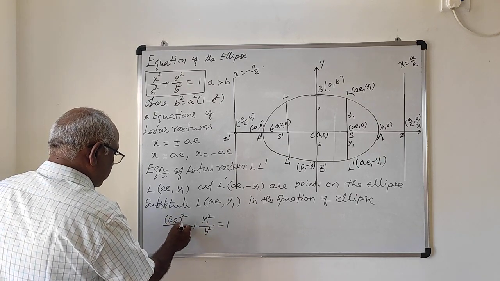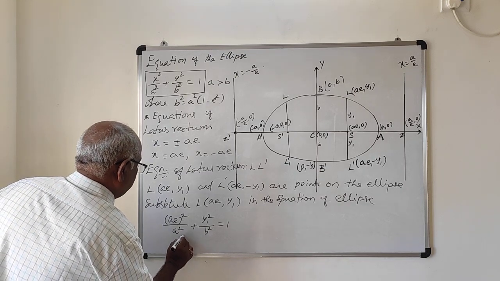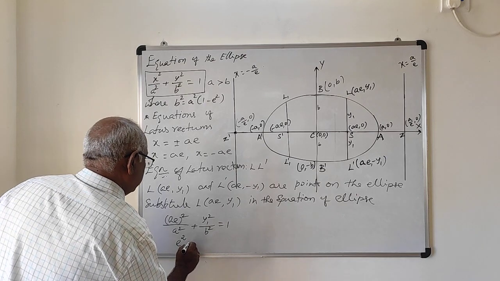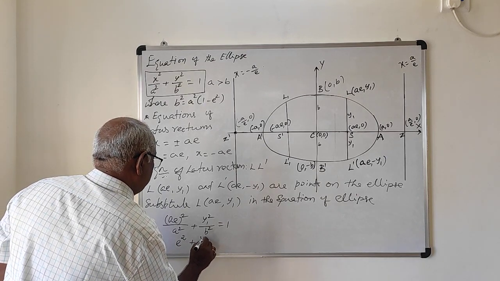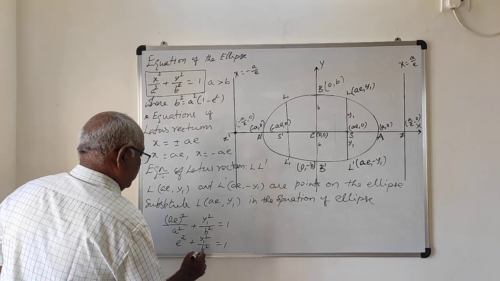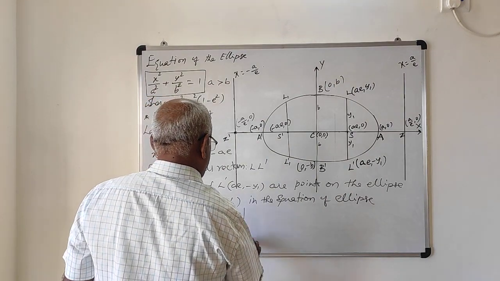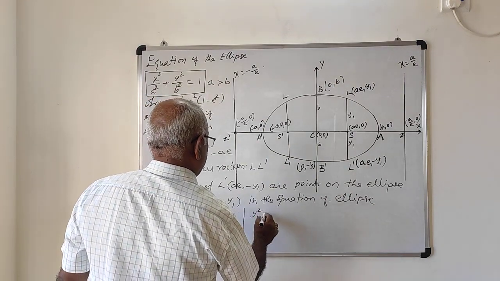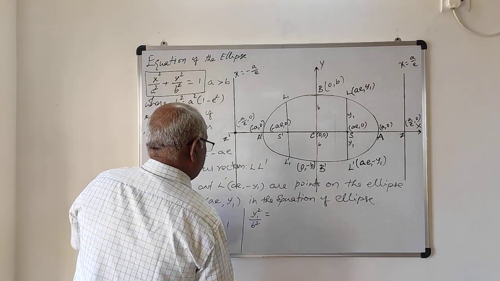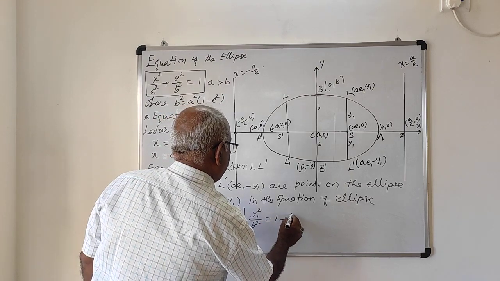A square cancels on both sides, so A square E square by A square is only E square. Plus y1 square by B square equal to 1. You take that E square to the right hand side, you will get y1 square by B square equal to 1 minus E square.